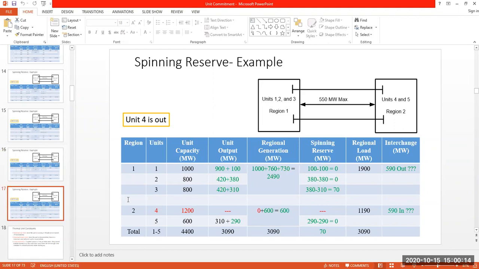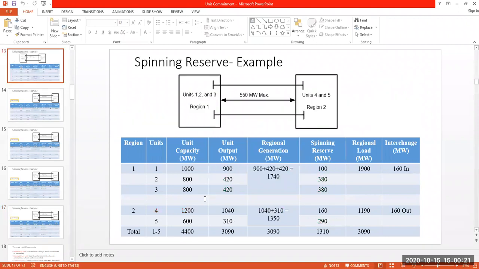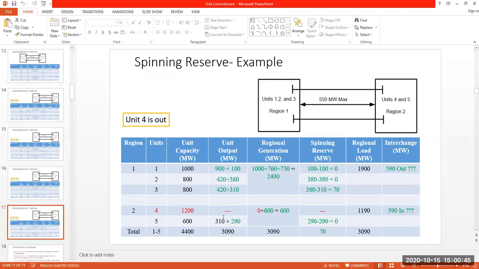So how much is missing if unit 4 is missing? We have to go to slide number 13, which is the starting slide for this example. If unit 4 is missing, I have a huge chunk of power missing. You see, 1040. That is the maximum amount missing among all the units. This was the unit supplying maximum generation, so we are missing the highest chunk of power. So let's see what happens. You are missing 1040, right?